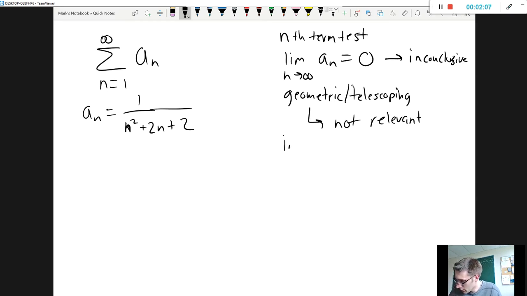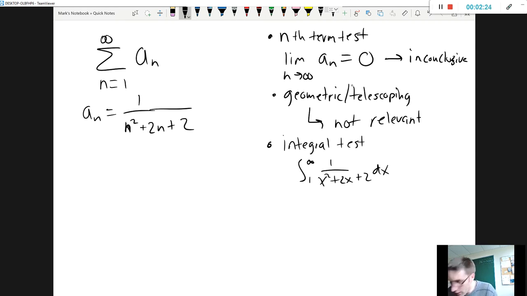And then last time we looked at the integral test. And although we could actually compute the integral of 1 over x squared plus 2x plus 2, it would be a challenging integral. It would actually involve some clever algebra as well as a trig substitution, and so it's just going to be hard to apply here. And there are cases where even the integral test is just not going to be helpful.